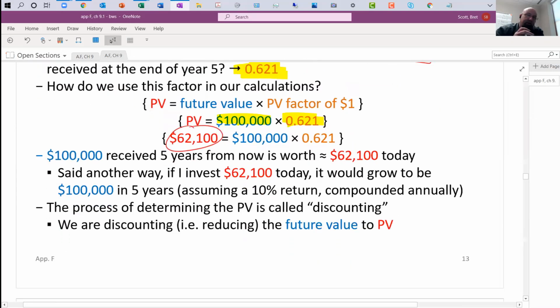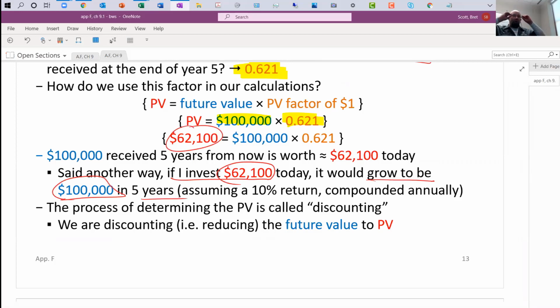Now, if that doesn't quite make sense, think about it like this. If I invest $62,100 today, it would grow to become $100,000 in 5 years. It's another way of looking at it. I don't know the present value. So the whole point of these calculations is to discount backwards. And if it doesn't quite make sense, ask yourself, what if I knew this amount today? How much would it grow into? Well, that's just determining future value. It's a flip side of the same coin. Using the same formulas, you're just looking from a different perspective.